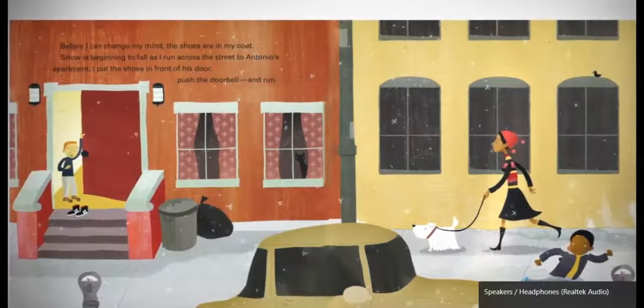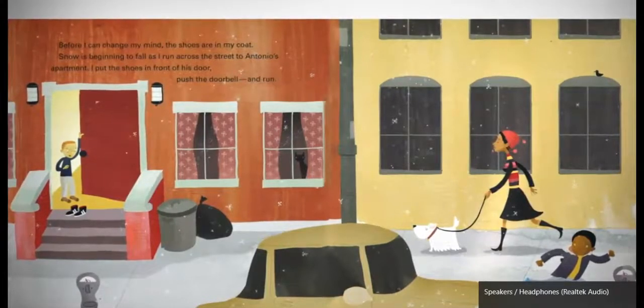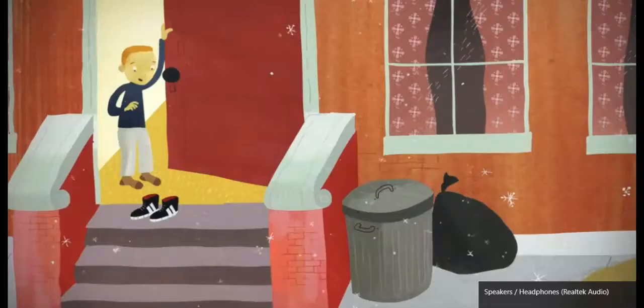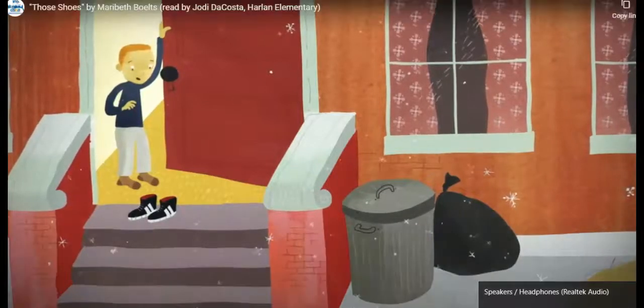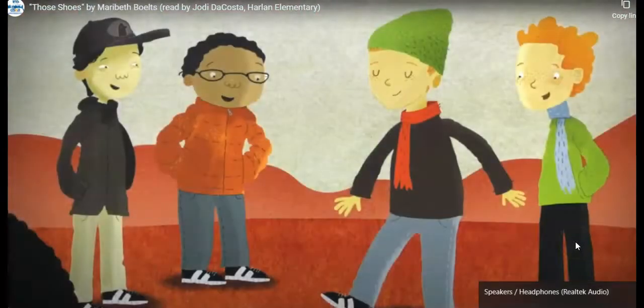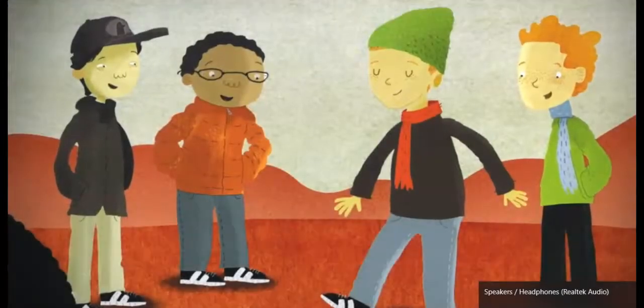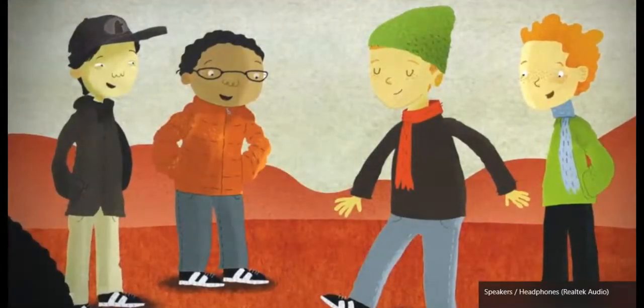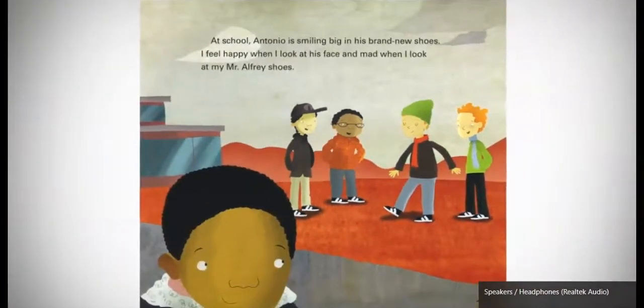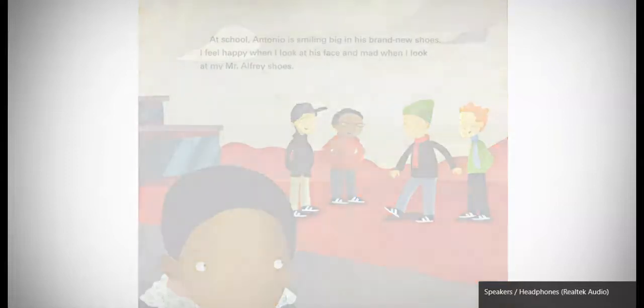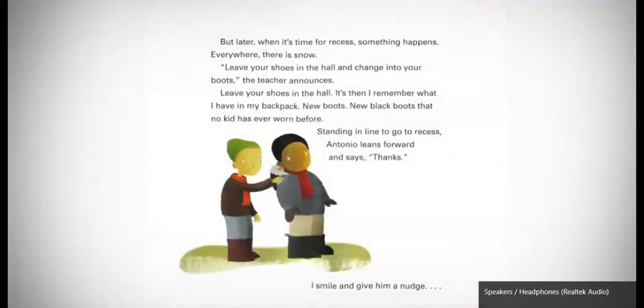Snow is beginning to fall as I run across the street to Antonio's apartment. I put the shoes in front of his door, push the doorbell, and run. At school, Antonio is smiling big in his brand new shoes. I feel happy when I look at his face and mad when I look at my Mr. Alfrey shoes. But later, when it's time for recess, something happens.